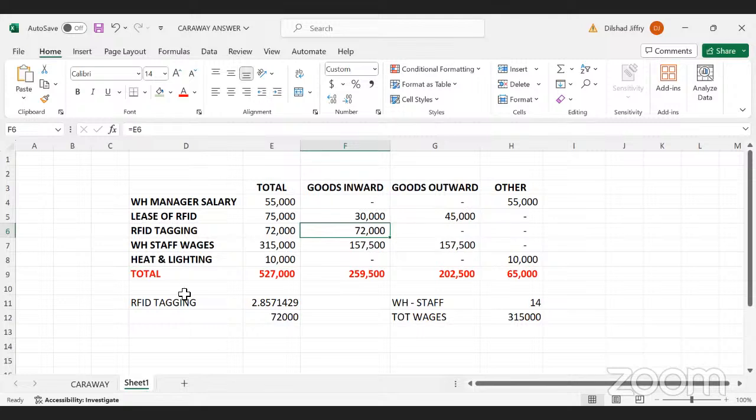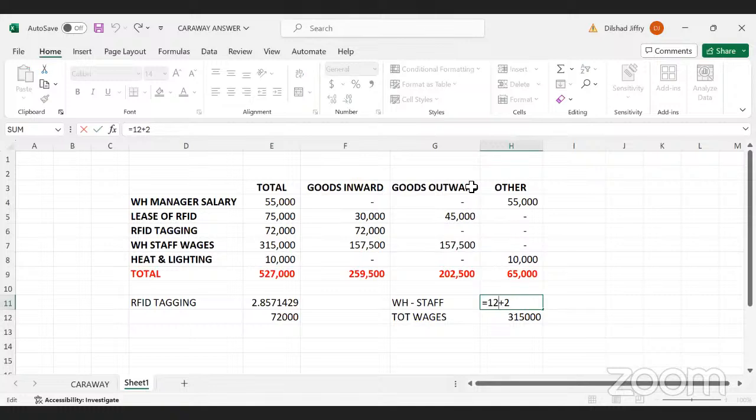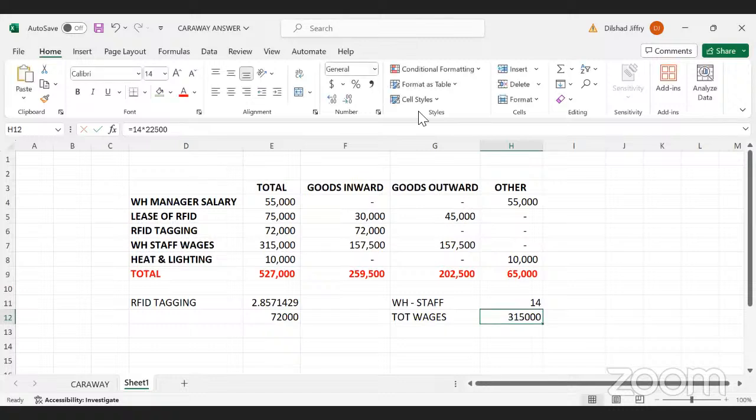Right? Then warehouse staff wages. Now warehouse staff currently we have 12. Let's say we need another 2 more. So 12 plus 2, we need 14. Each staff will be paid 22,500. So 14 into 22,500, 315,000. So that is here. 50-50 for goods inward and goods outward. 50% of 315,000. And heat and lighting is just direct 10,000, which all relates to other.